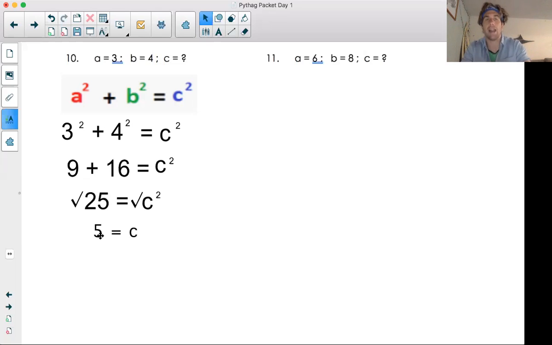So the missing side of this right triangle is going to be 5, and that makes complete sense because if I replace it up here, A and B should be smaller than C, and in this case they are. So you're checked out. The missing side, the hypotenuse, the longest side of the right triangle, is 5. So that's how you do that. Now let's go on to another one.